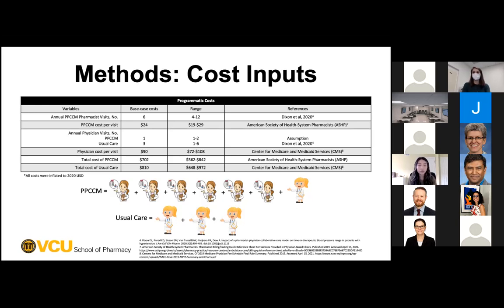So the cost per pharmacist visit reflected the CPT code 99211, which is a level 1 code, and it's an incident-to billing code used by pharmacists given the lack of provider status and eligibility to bill at a higher level. And then for usual care, the CPT code that was used was 99213, and this is used for the evaluation and management of outpatient visits.